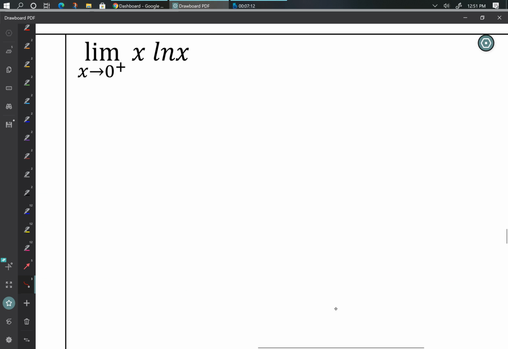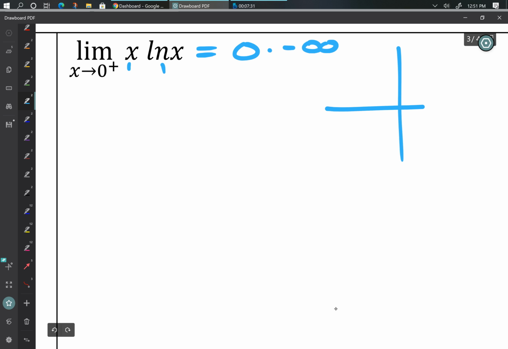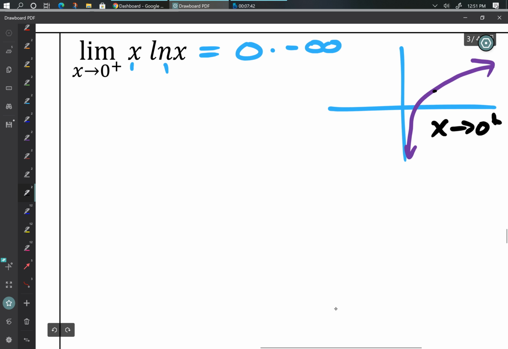Let's try it again. We're taking the limit as x approaches 0 from the right of x times the natural log of x. If I do direct substitution, I'm going to get 0 for the x and negative infinity for the natural log of x. Remember, the natural log graph looks like this. As x approaches 0 from the right, meaning moving on the graph in this direction, we're going down and down, so the natural log of x is approaching negative infinity.